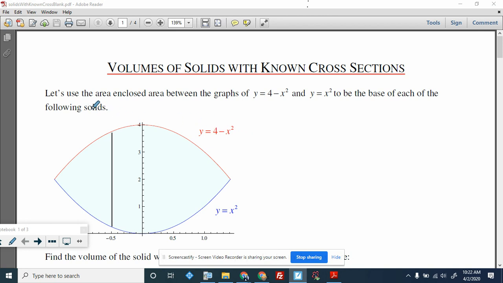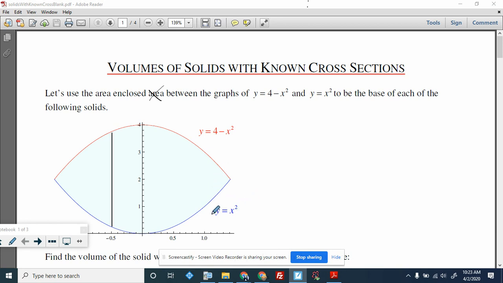All right, so here we go. Let's use the area enclosed between the graphs of y equals 4 minus x squared and y equals x squared to be the base of a solid. Now this is a little different because we're going to create volumes not by revolution, but by looking in the xy plane at an area between two curves, for example, and making that the base or the bottom of our solid. Then we're going to pick cross sections that are perpendicular to that base, and they're going to be all different shapes. We're actually going to start off with the cross sections being squares.